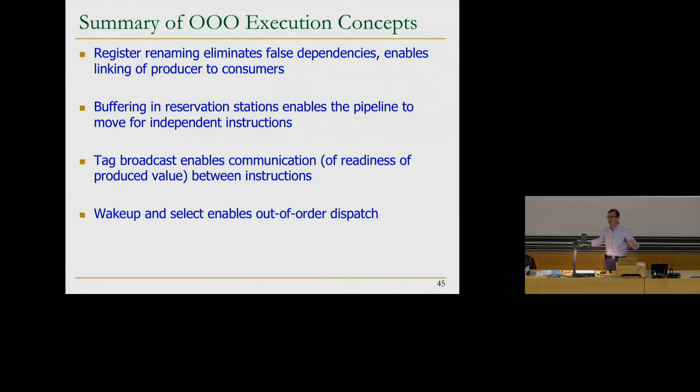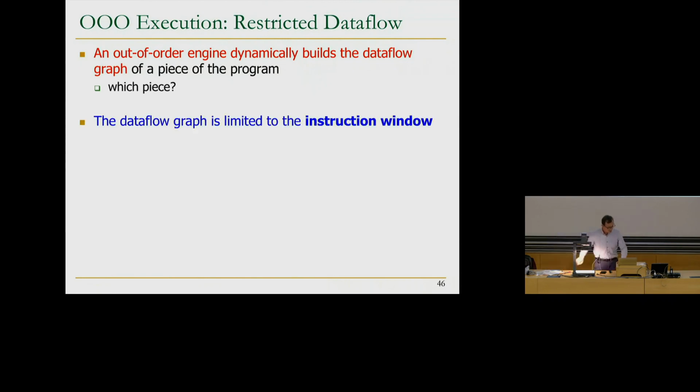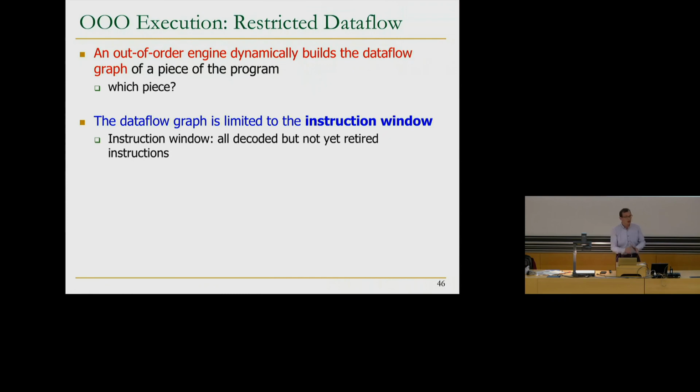So once you have all of these components, what you have is an algorithm for out-of-order execution, which is called Tomasulo's algorithm. As you've seen, we've built the data flow graph in the machine. It essentially dynamically builds a data flow graph of a piece of the program. That's why it's also called restricted data flow. It's restricted to some part of the data flow graph. Which piece? Basically the piece that's in all of these reservation stations, or we'll call that the instruction window. Basically, the data flow graph is limited to what's called the instruction window. Some people call it the active window. It's all of the instructions that are decoded, but not yet finished, not yet retired, not yet committed.